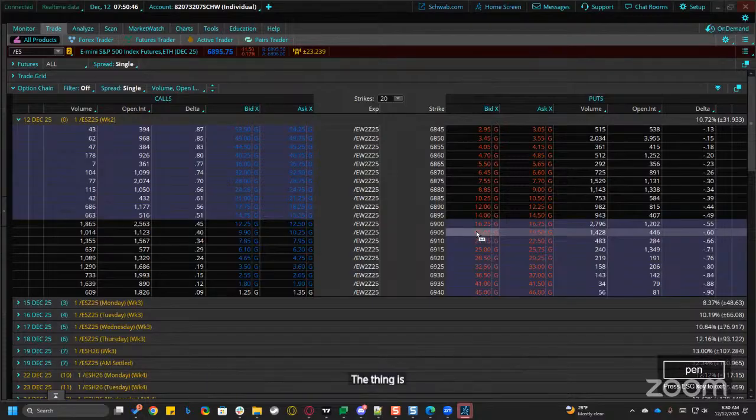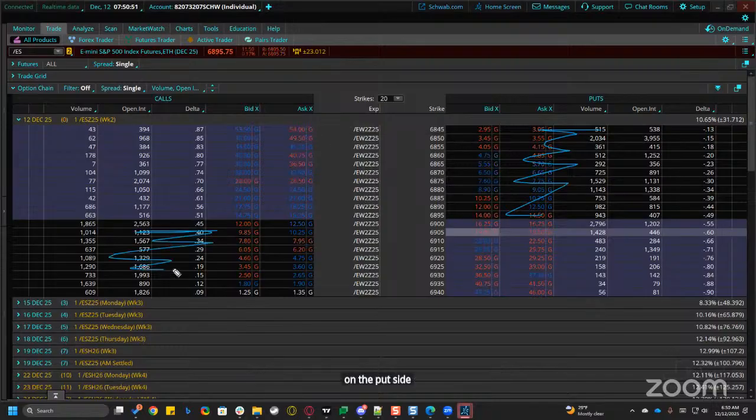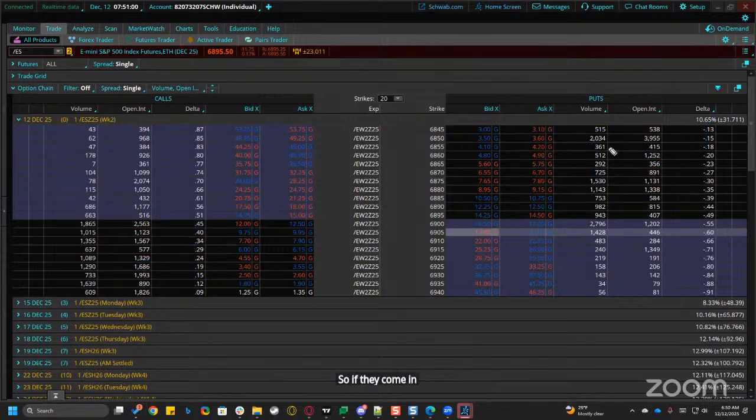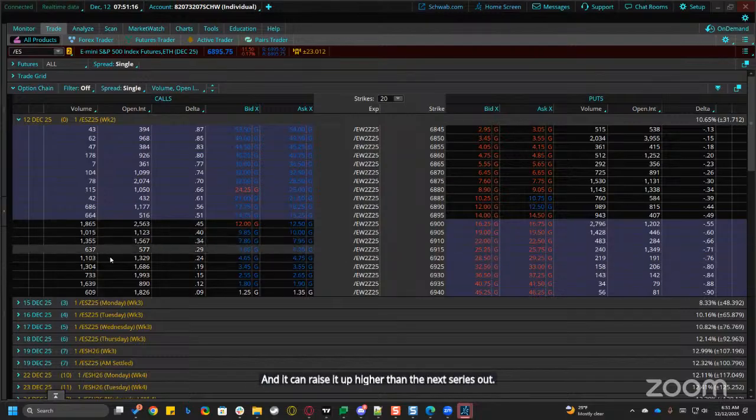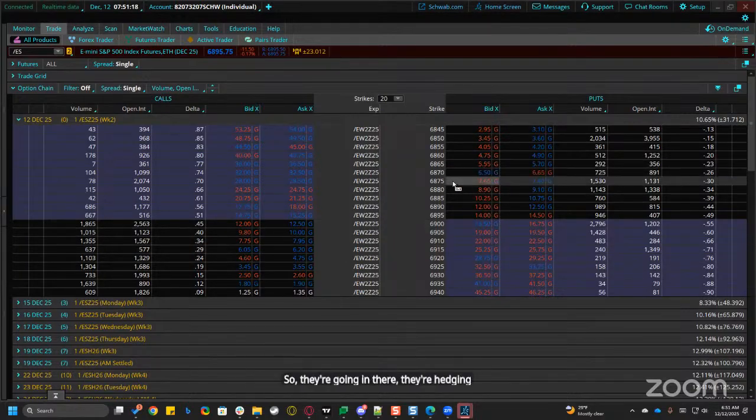The thing is, we know that if they trade out of the money on the put side and out of the money on the call side, it's those two areas that affect the implied vol average. So if they come in and they're hitting a lot on the volume, and we can see they're hitting here and here, when they're hitting these out of the money positions, that's what's going to affect that implied vol, and it can raise it higher than the next series out. So they're going in there, they're hedging this morning.